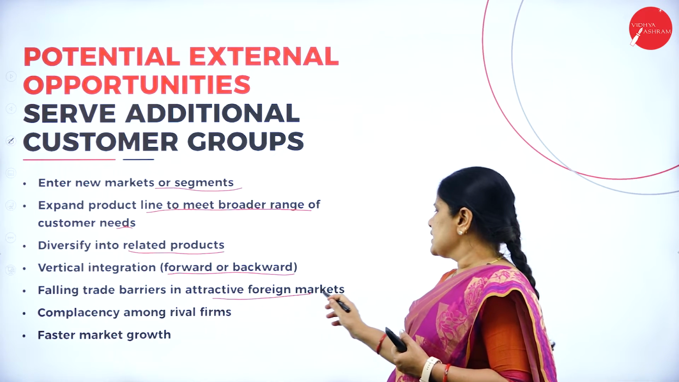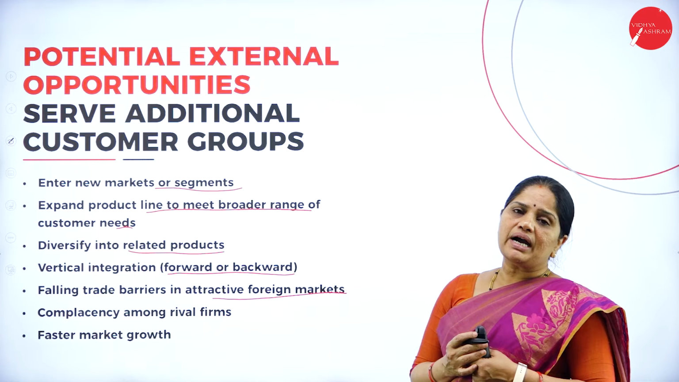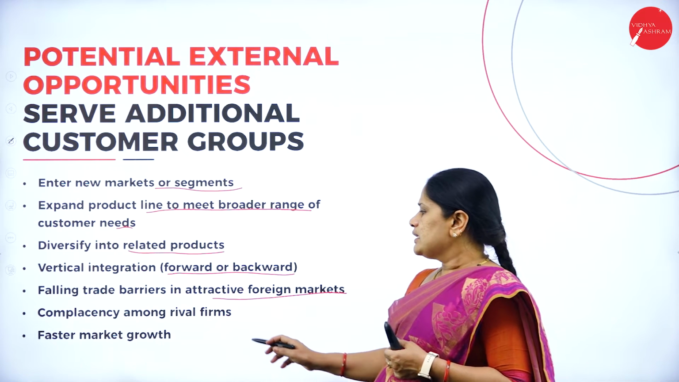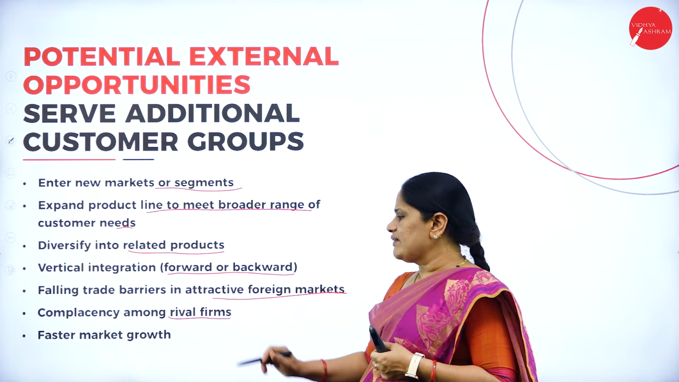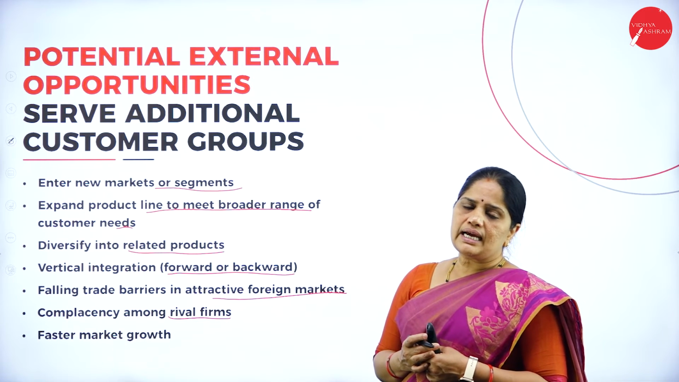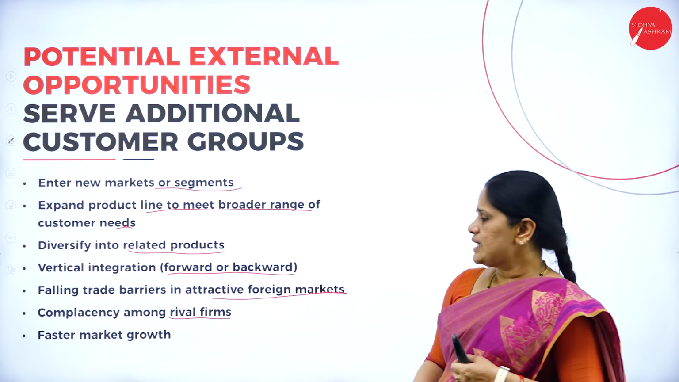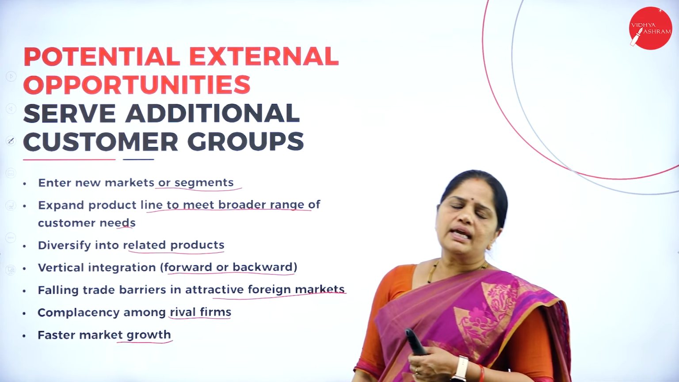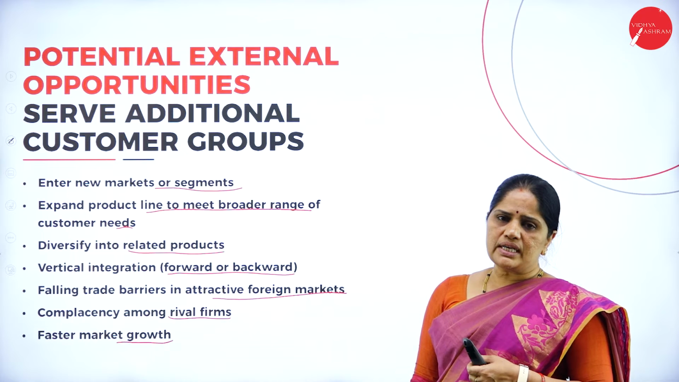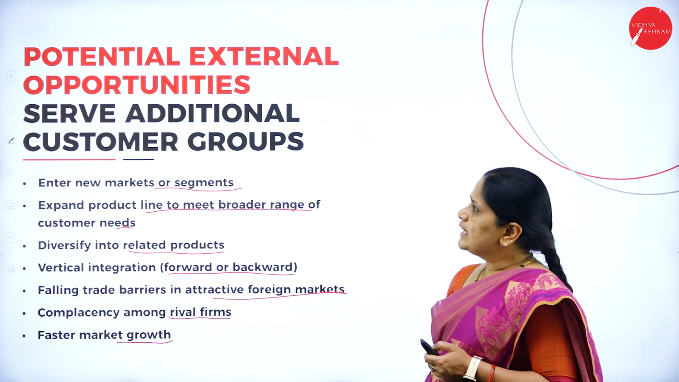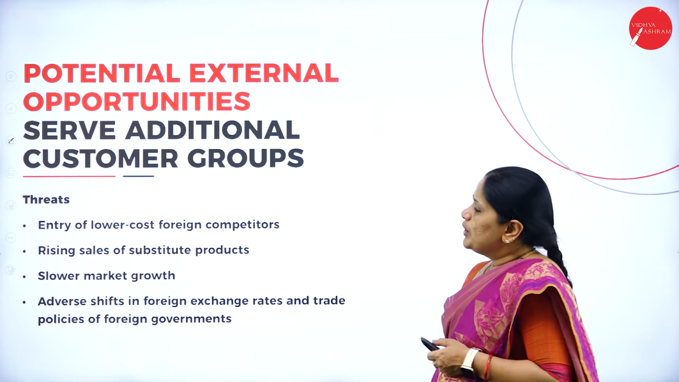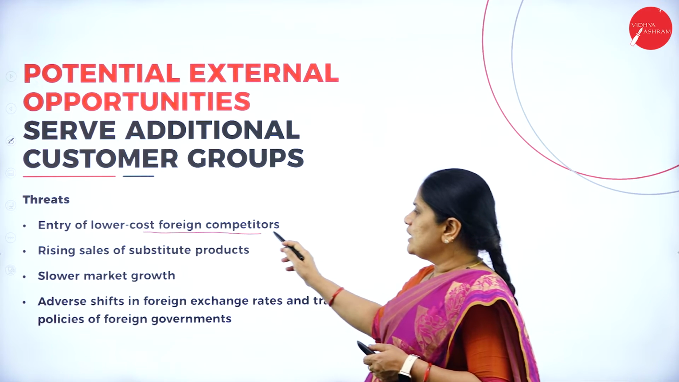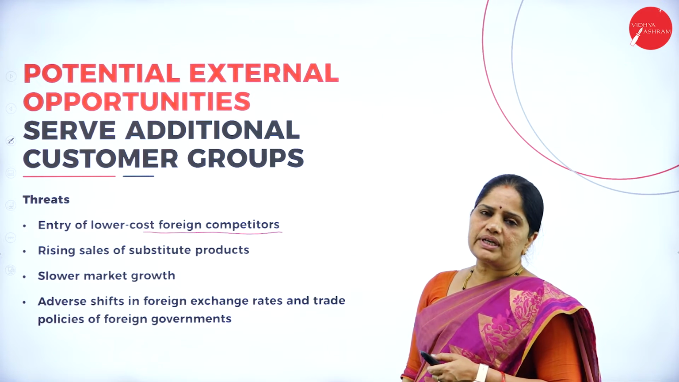Falling trade barriers in attractive foreign markets. So try to explore foreign markets for your products. Then complacency among rival firms. So try to see that there is complacency among the rival firms, and faster market growth. So they all become opportunities for the business. The next one is potential external threats. The threats are entry of low-cost foreign competitors.